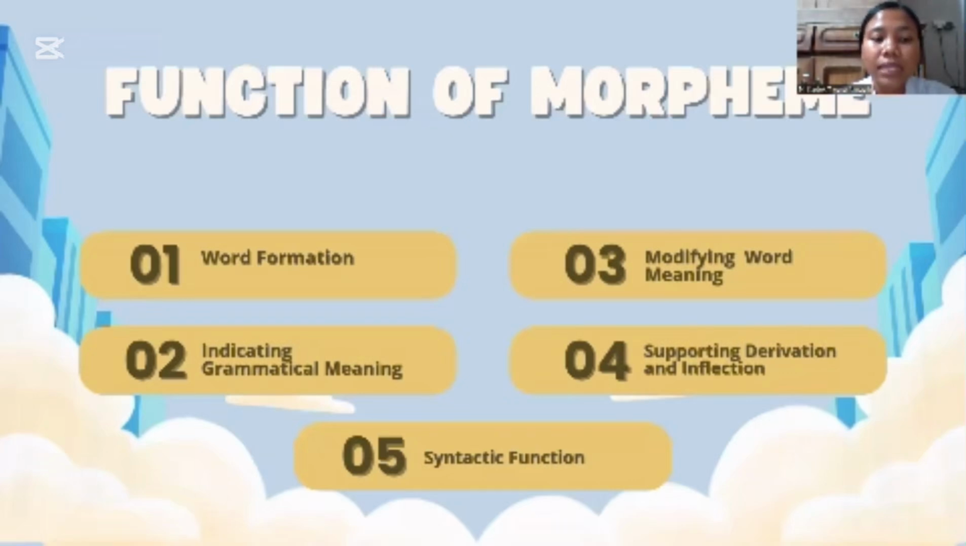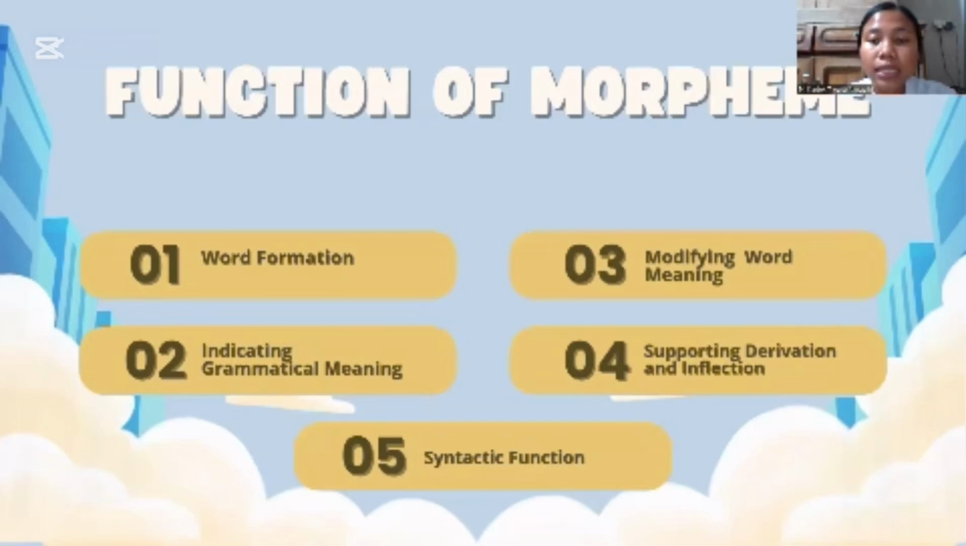The third is modifying word meaning. A morpheme can modify or enrich the meaning of a word by adding a prefix, suffix, or infix. For example, the root word write can be expanded into to write, menulis, or written, which means tertulis, by adding specific morphemes.